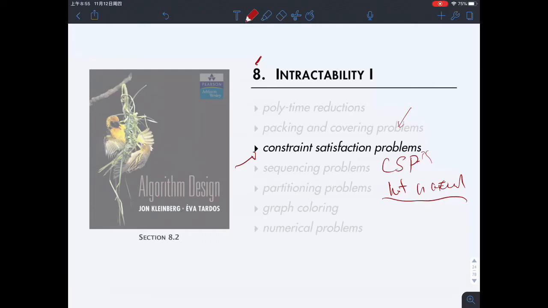All right, let's resume our discussion. So let's recall what we have been doing in the past few lectures on intractability. We first introduced the notion of the reduction.